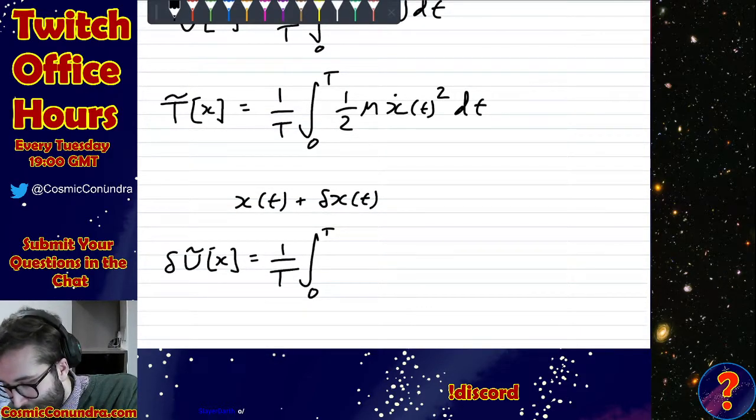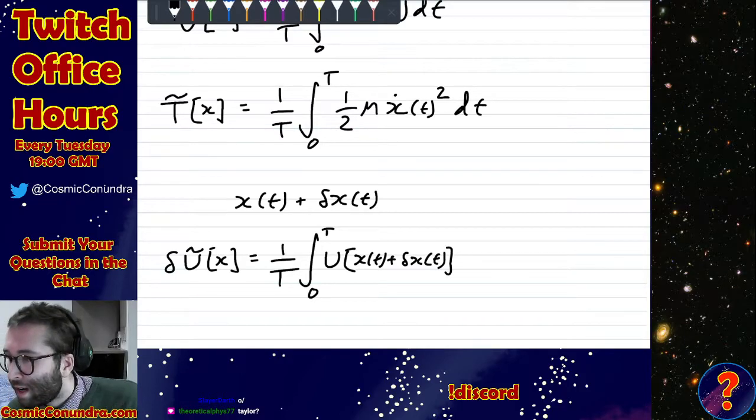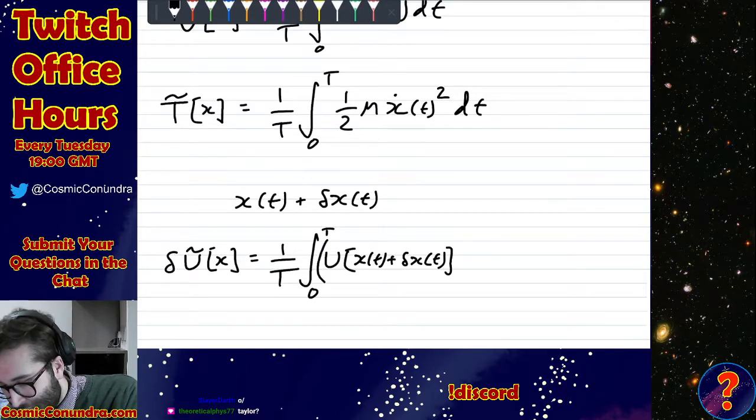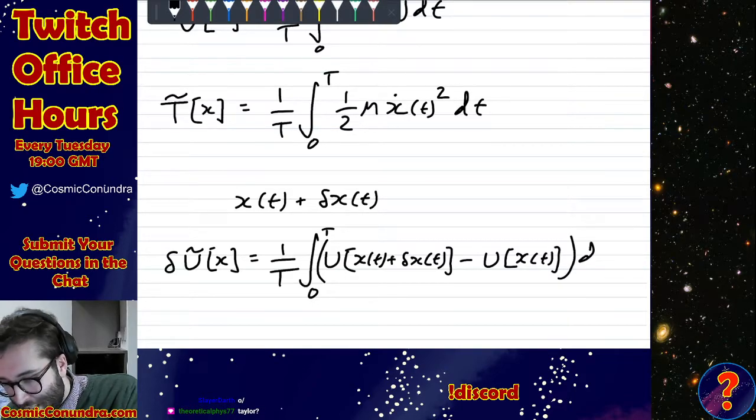So that is going to be V of x(t) plus delta x(t). Yeah, exactly. We will end up Taylor expanding. Because delta x we'll assume is a small wiggle, we will end up only looking for things at first order. Exactly. So minus the original kinetic energy. And this is still all integrated over t.